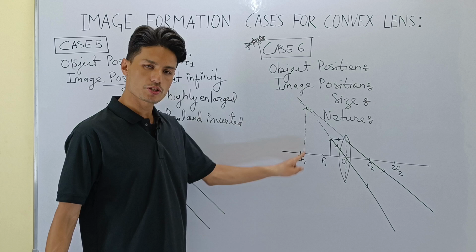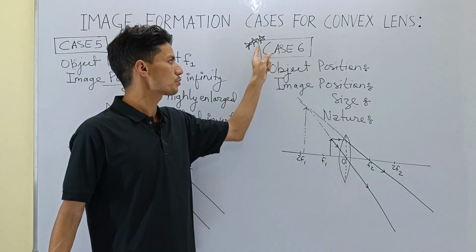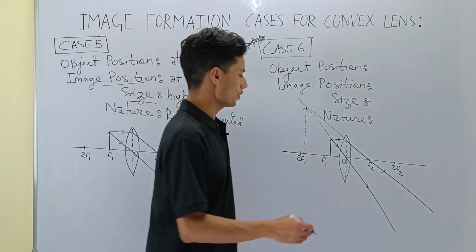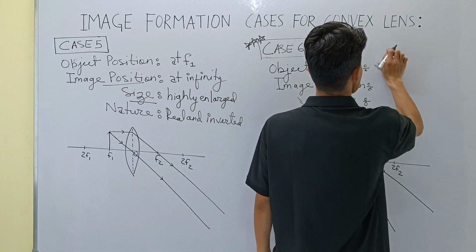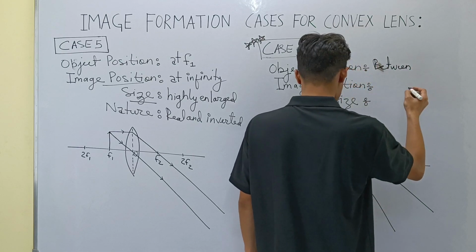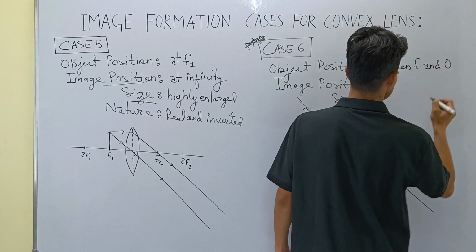It will be a virtual image. This is the only case in a convex lens where we get a virtual image. That is why this is a very important case. So object position: between f1 and optical center.